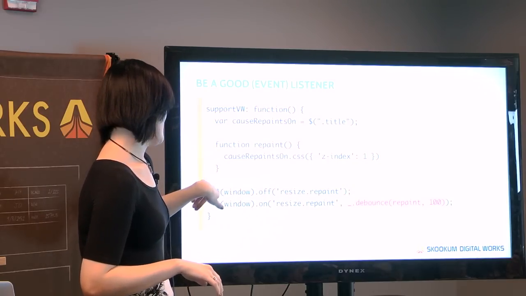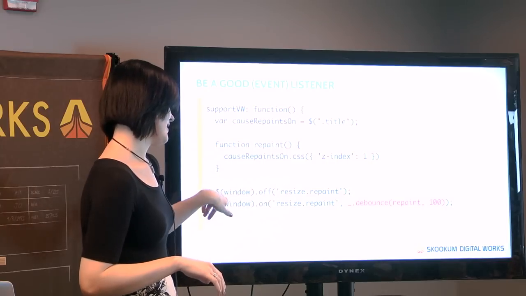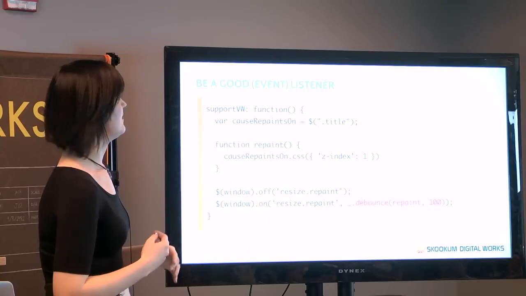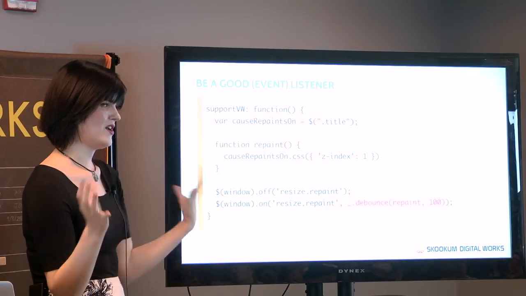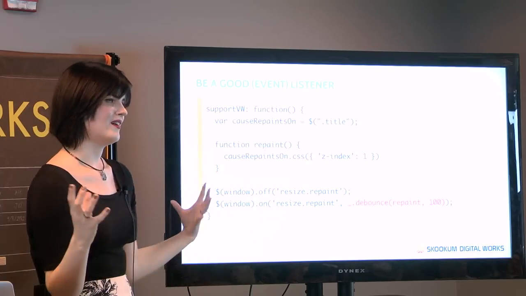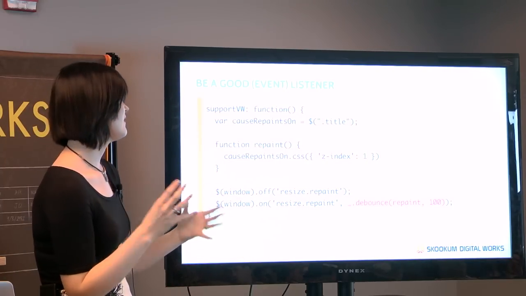You can see that I'm calling off on this before I define it to make sure there aren't multiples defined. That's pretty important. Whenever you have an on event, you also want to have an off event. You don't want to just leave stuff hanging out there.